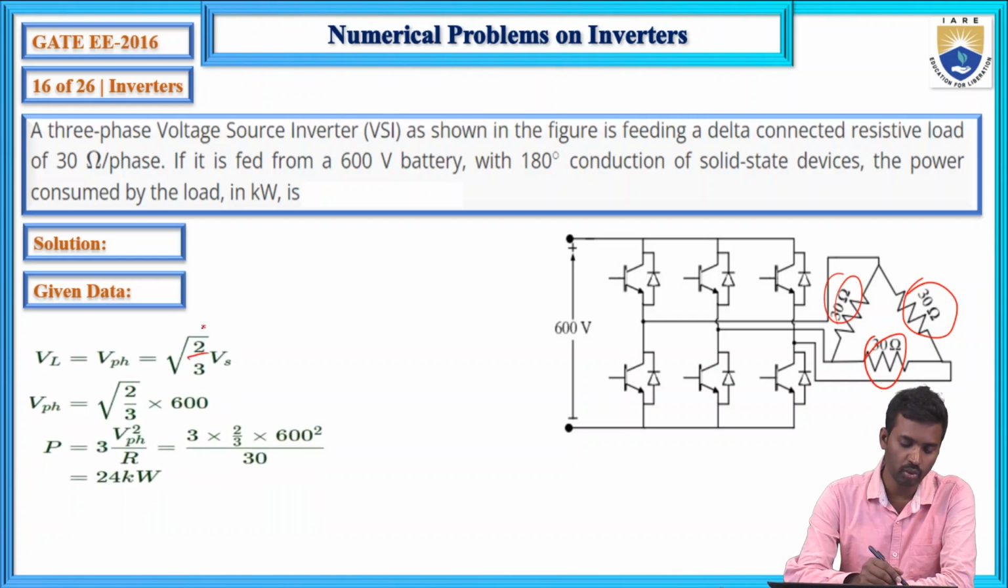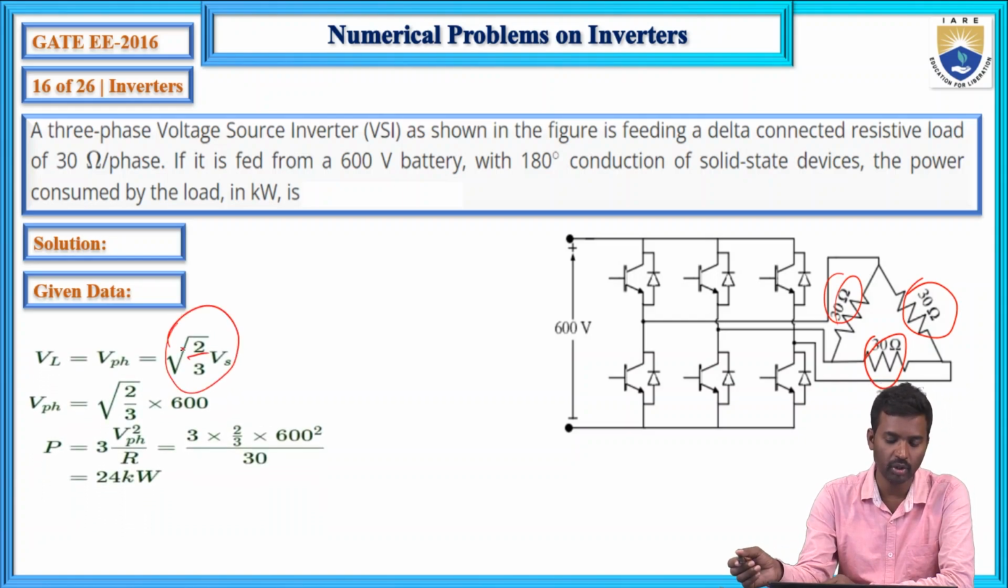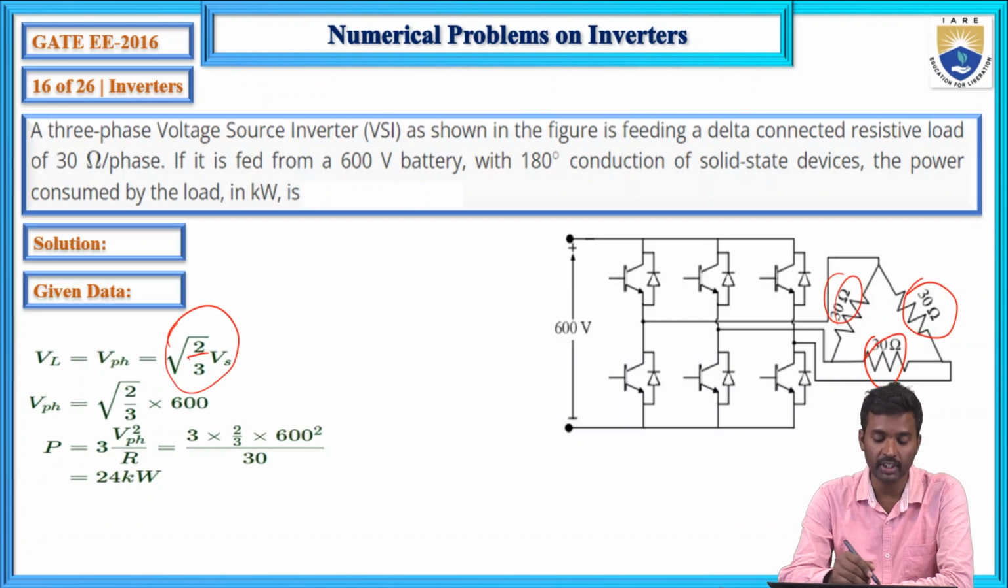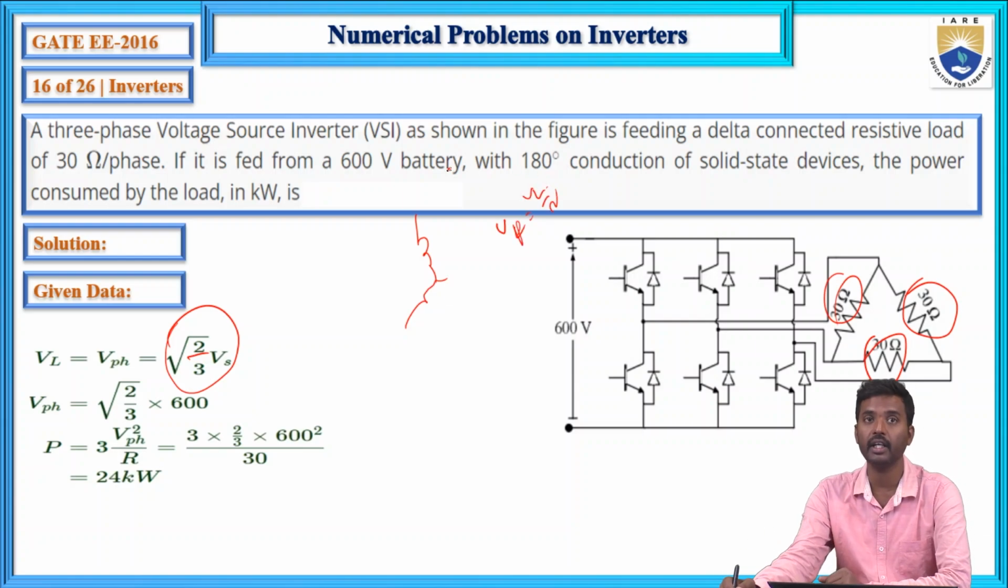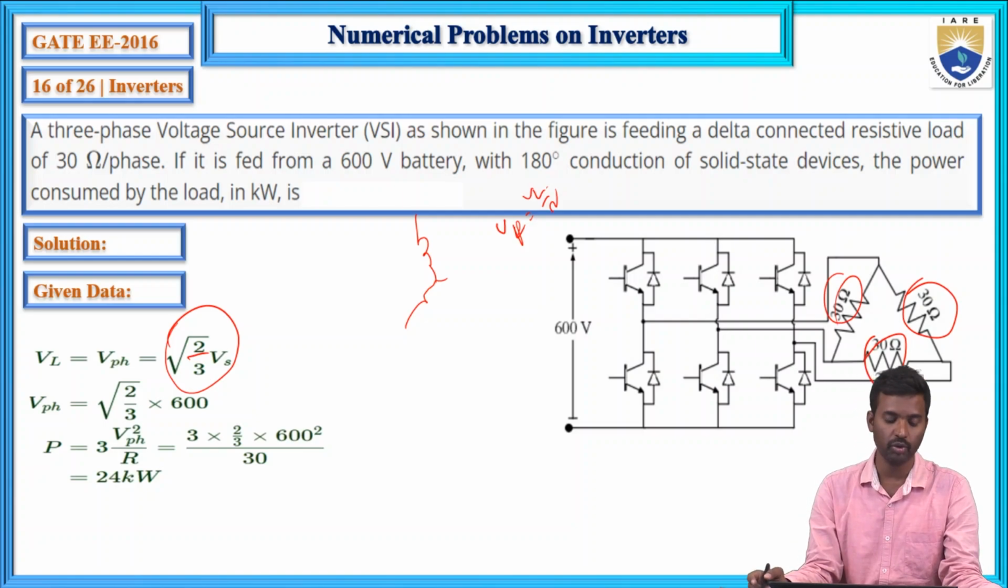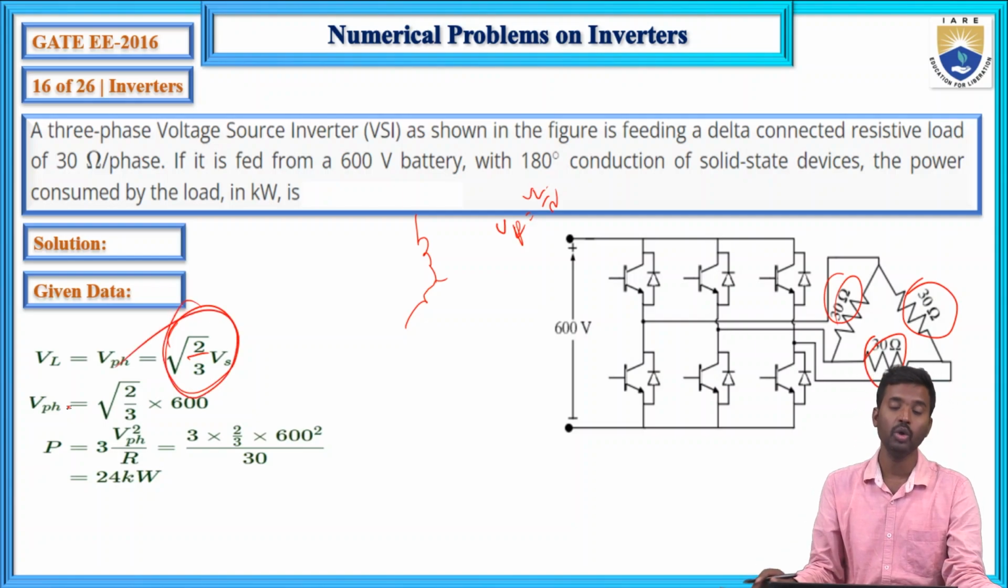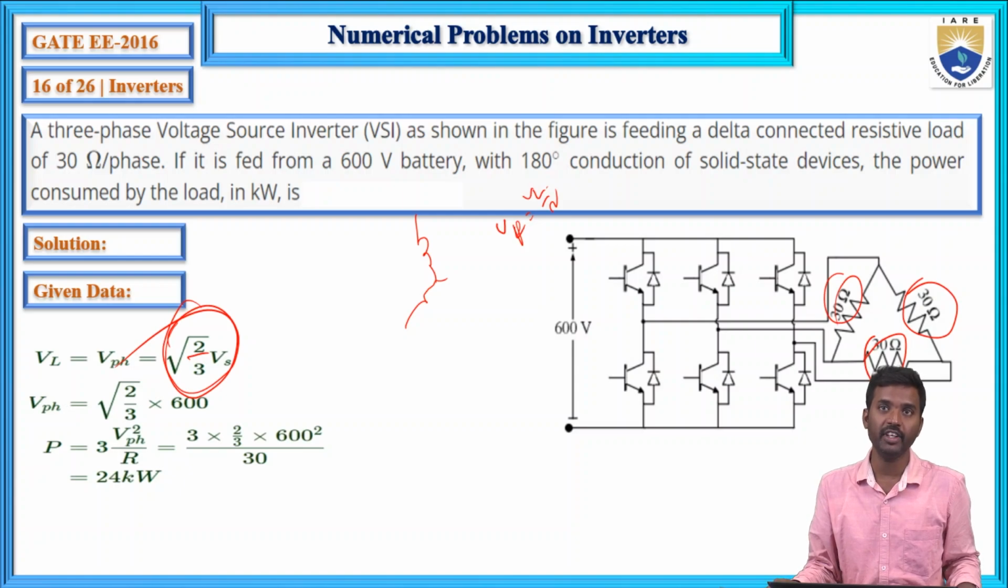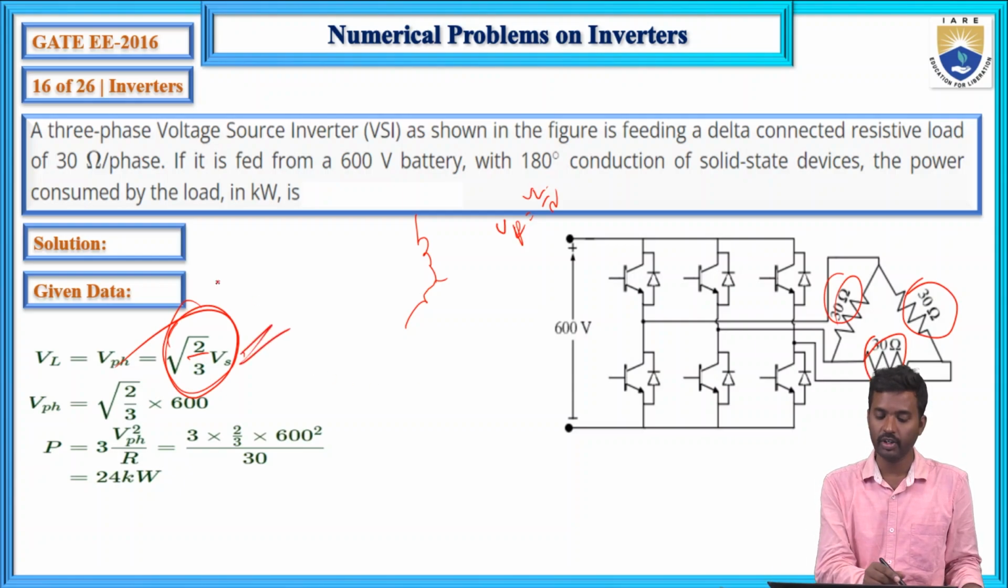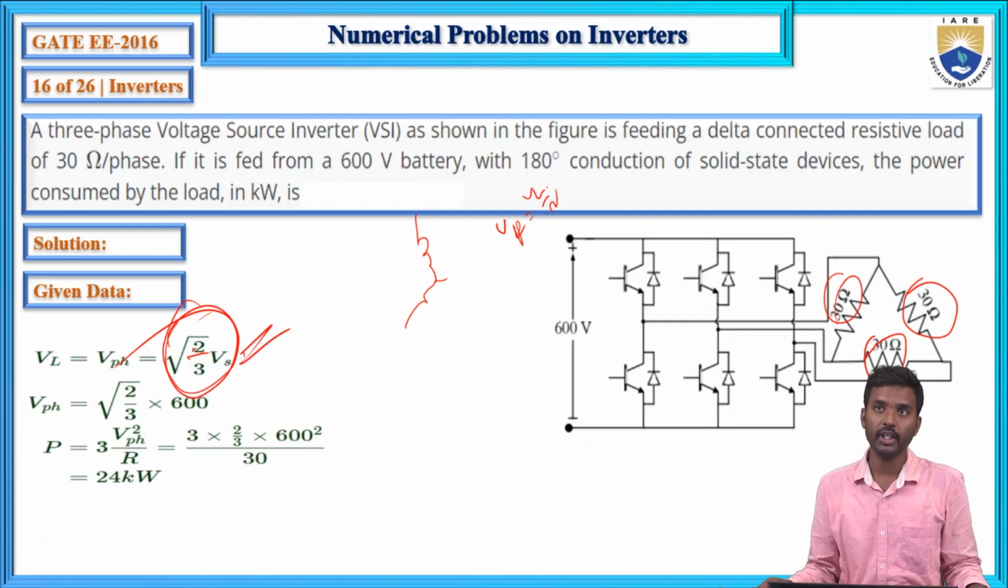So here, for a balanced delta connected load, the voltage equals root 2 by 3 Vs. In the previous problem there was a star connection, where line voltage equals root 3 times phase voltage. But in the delta connection, line voltage equals phase voltage. That phase voltage equals root 2 by 3 Vs in case of 180 degrees conduction mode. This is the formula, which we got from the output voltage waveforms.